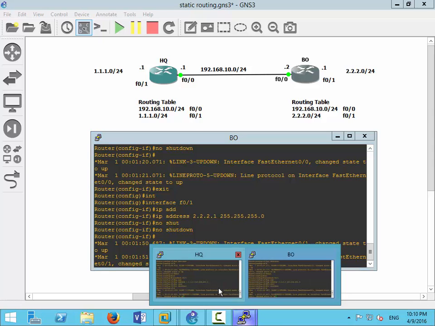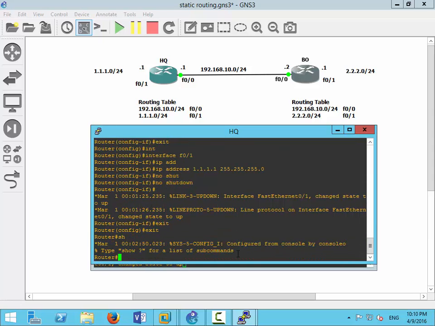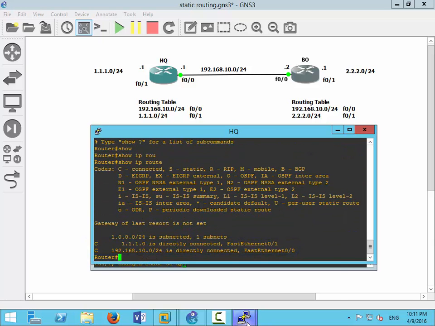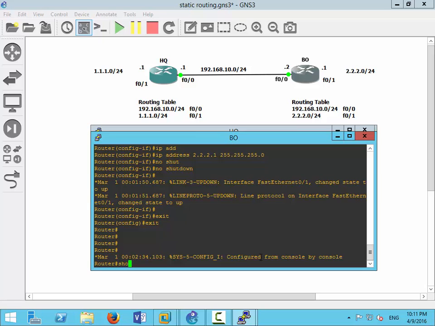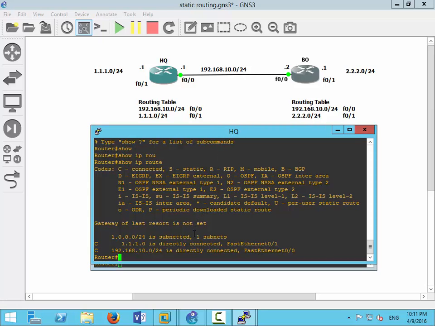Now, let's view the routing tables of both routers using the show ip route command. This is what a router uses to make decisions where to forward IP packets to. By default, a router only knows its directly connected networks, as we learned in a previous video. We configured an IP address with a subnet mask on the interface, so the router also knows the network address.